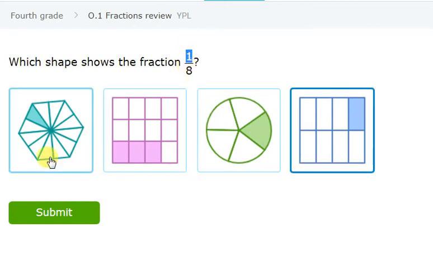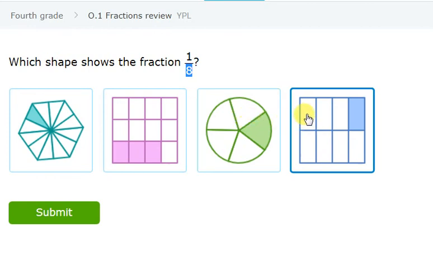But how do we identify which one of these? We have to look at the denominator. What is the denominator? The denominator is 8. So we have to look for the figure which is divided into 8 equal parts. So let's start with this. 1, 2, 3, 4, 5, 6, 7, 8, 9. It has more than 8 equal parts, so this should not be 1/8. Again, let's count in this. 1, 2, 3, 4, 5. So this is not 1/8 because it has 5 equal parts.